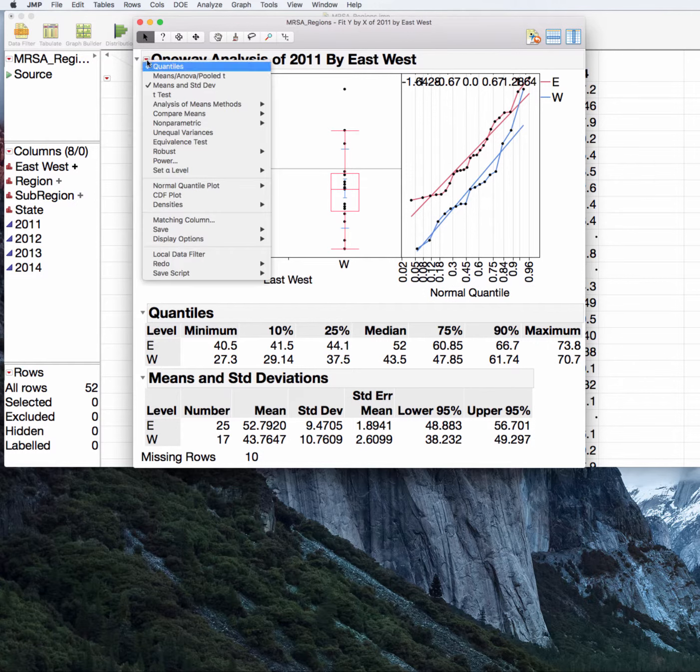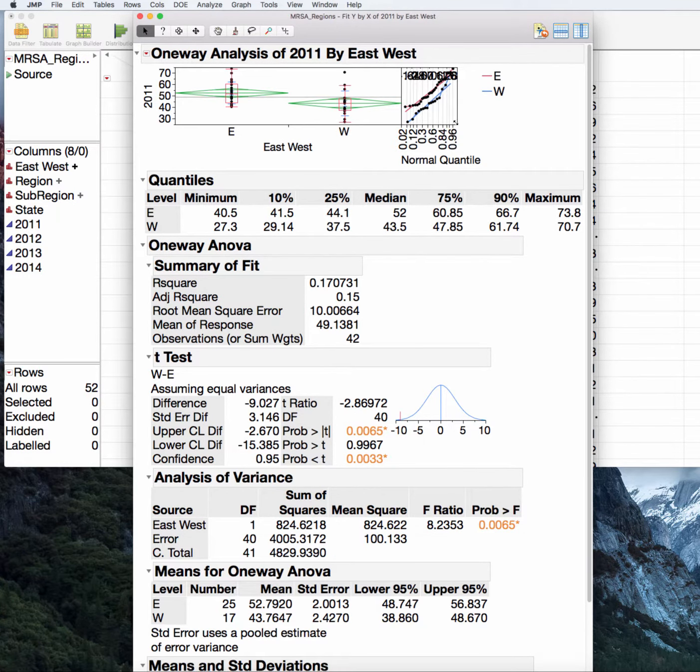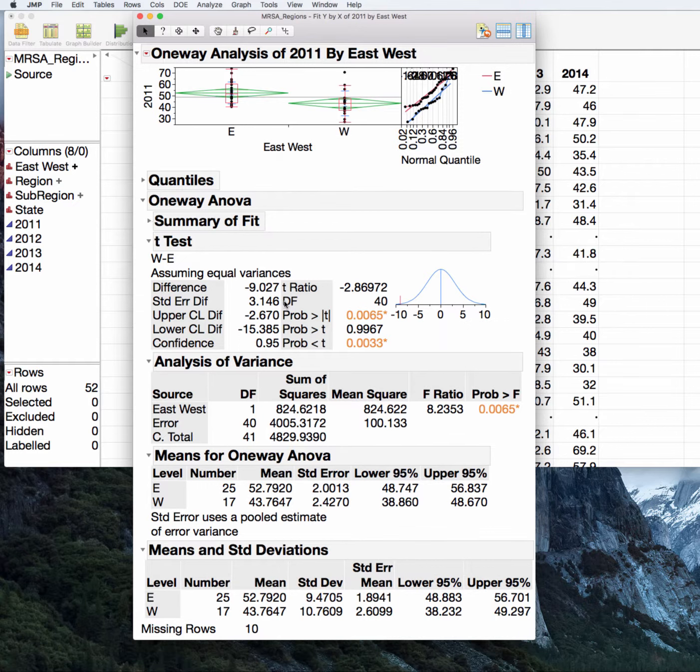So we can go into the red drop-down menu, and we can ask for the Anova pooled t. So if we make this a little bit smaller and hide our quantiles, we can then get all of this into the same window here to take a look at. For now, we can ignore the summary of fit. We'll talk about that later more when we get into modeling. But what it does tell us is that we have our overall mean here of 49.1 and our 42 states contributing to 2011.